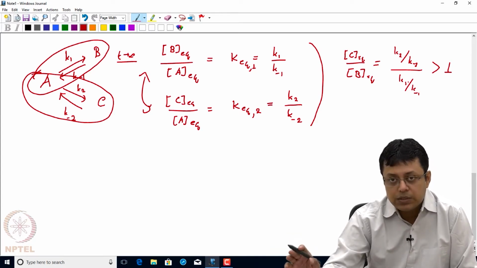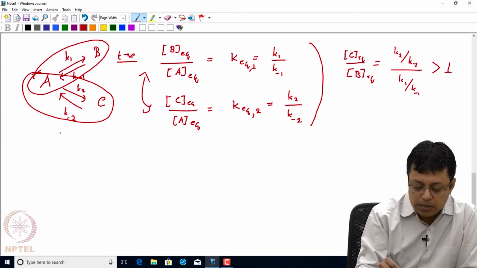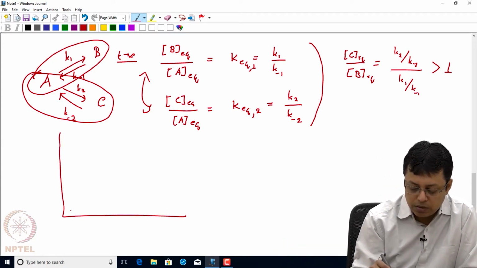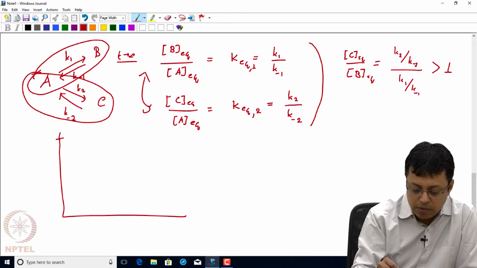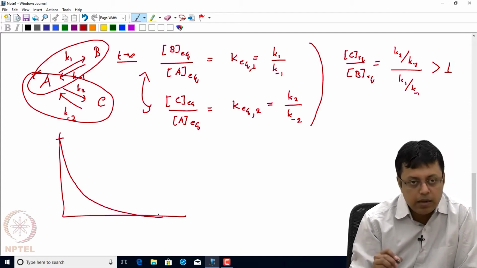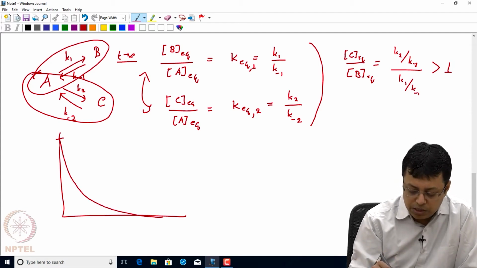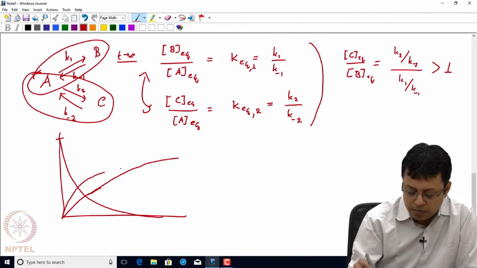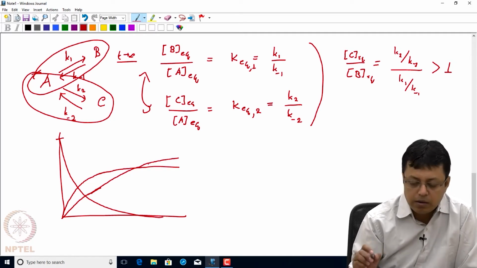In that case, actually in the long time, C will dominate. Now if I want to plot this situation, it will be something like this. A will always be exponentially decaying, and B initially will be forming at a higher rate than C, but eventually what will happen is that C will reach its equilibrium concentration, whereas the B concentration will be lower.